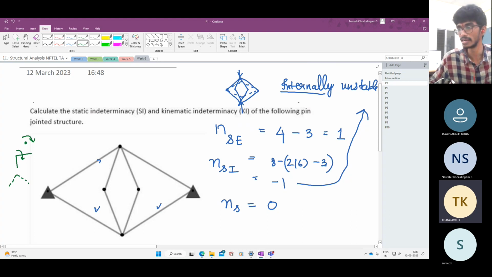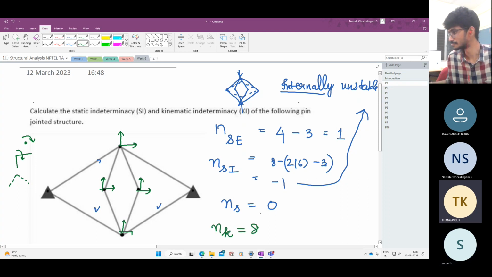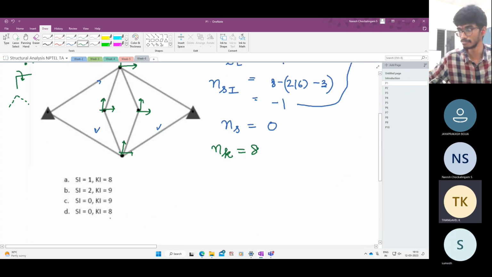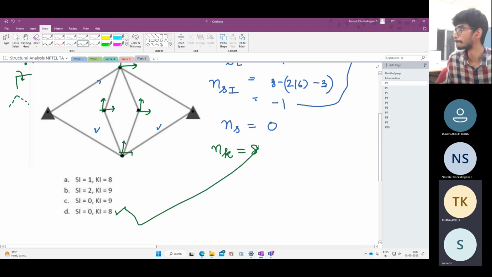So the only degrees of freedom I have are the translations at each joint. Here, is there any degree of freedom? No, it is vertically restrained, horizontally restrained. Here it can move up and it can move right. Here it can move vertically, horizontally, vertically, horizontally, vertically. So the degree of kinematic indeterminacy for this structure is 8. Let's check the answer. Static indeterminacy is 0, kinematic indeterminacy is 8. So the correct answer is D.